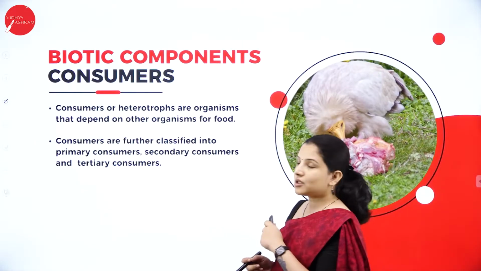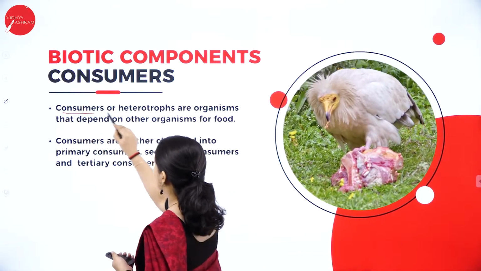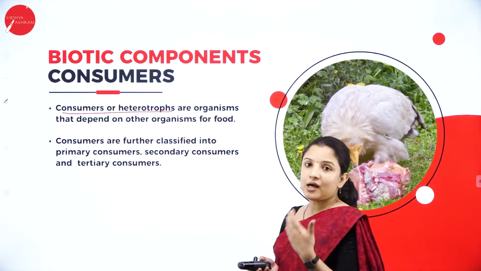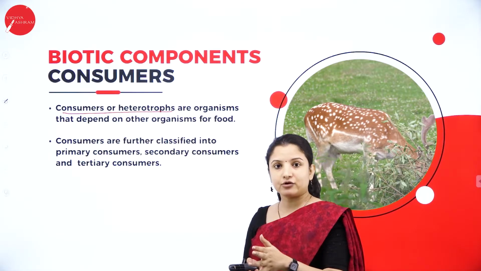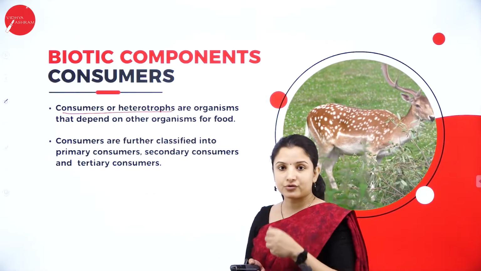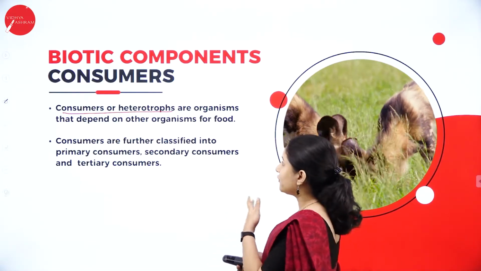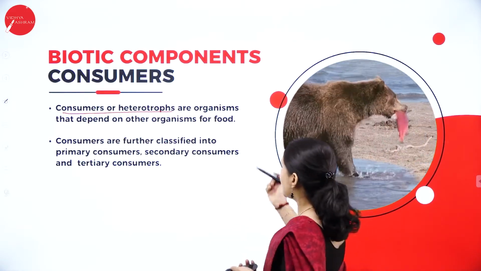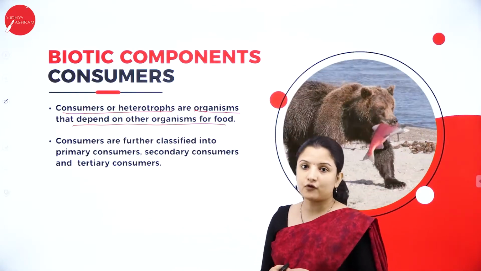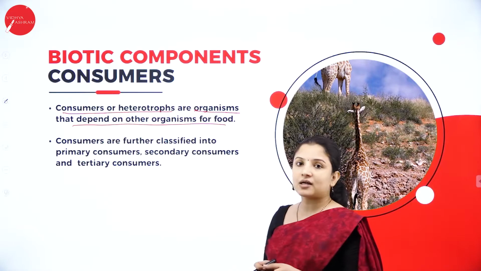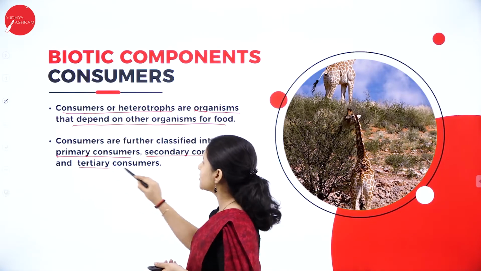So next, let's study about the consumers. What are the consumers? Consumers are also called heterotrophs. Consuming. We are heterotrophs. We consume food in order to gain energy. Animals are heterotrophs. They consume the green plants in order to gain energy. They consume another animal in order to gain energy, right? So therefore, consumers are heterotrophs, the organisms that depend on other organisms to get food for energy purposes. Consumers are further classified into primary consumers, secondary consumers and tertiary consumers.